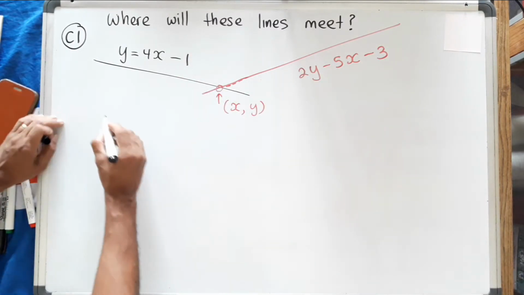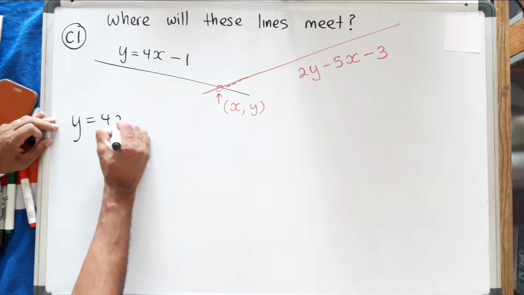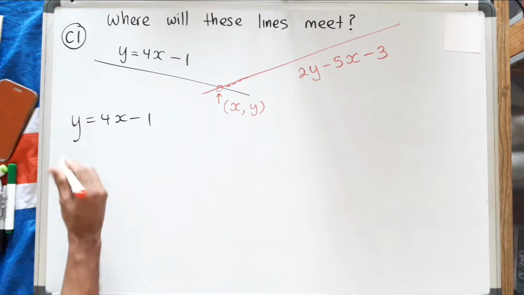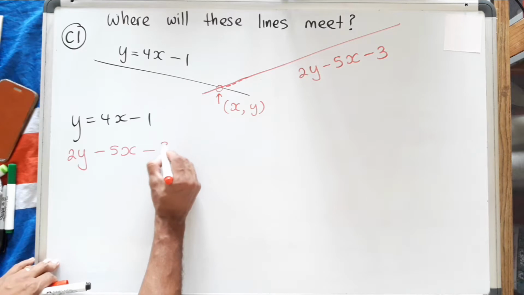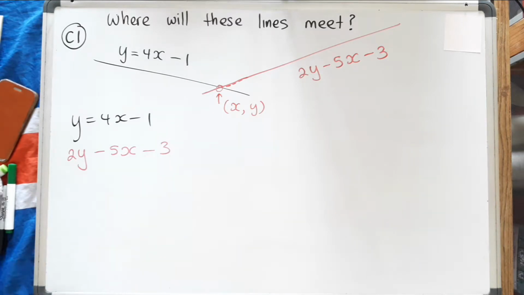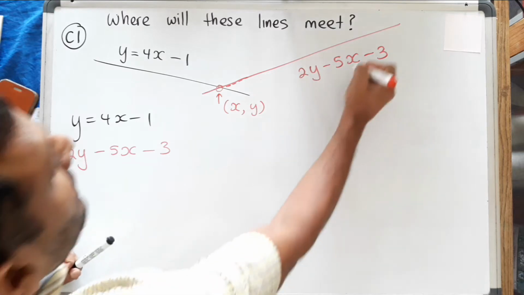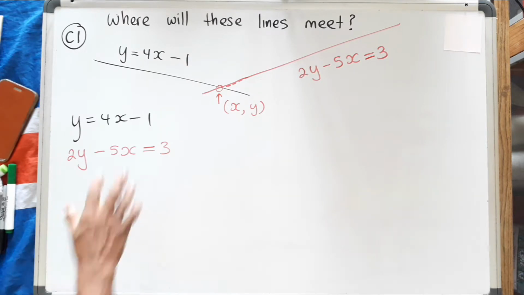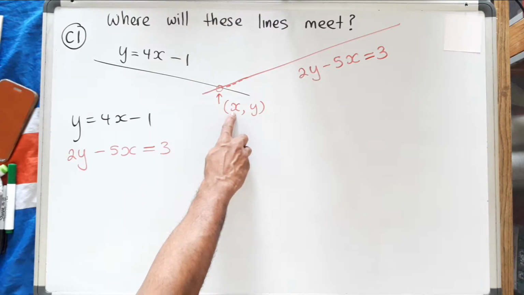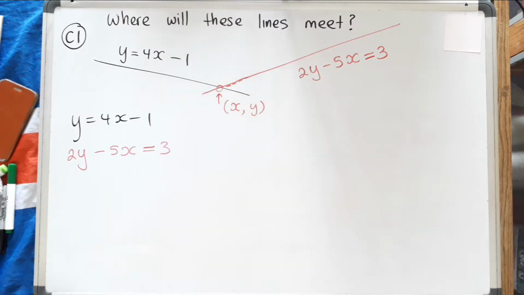So let's write back the two equations. y is equal to 4x minus 1, and the second equation is 2y minus 5x minus 3. By the way, I made a slight mistake, nothing too big. This was supposed to be an equal sign here. So put the equal sign there. Minor mistake. What we have to do is solve this pair of simultaneous equations. And from experience, whenever you solve a pair of simultaneous equations, you get two answers. Well, in this case here, you'll get one answer for x and one answer for y. Those answers will be the point of intersection of the two lines.